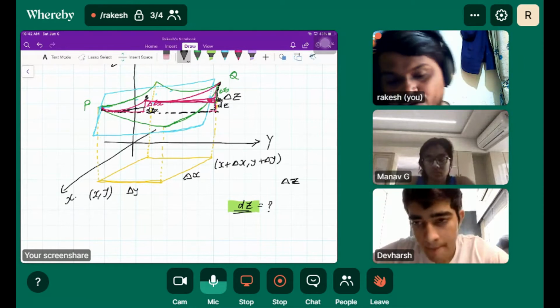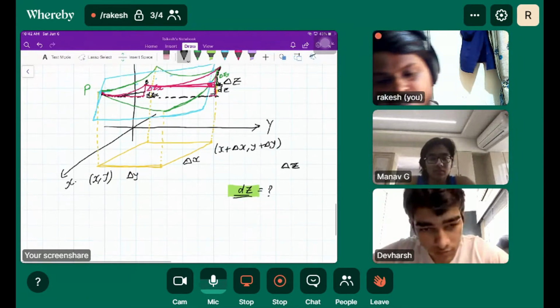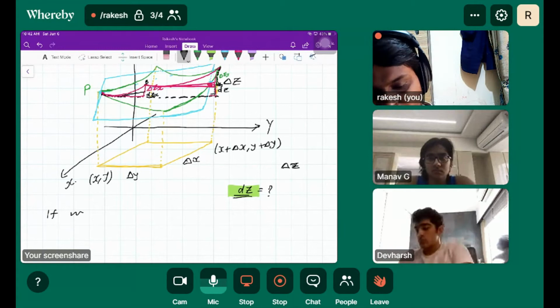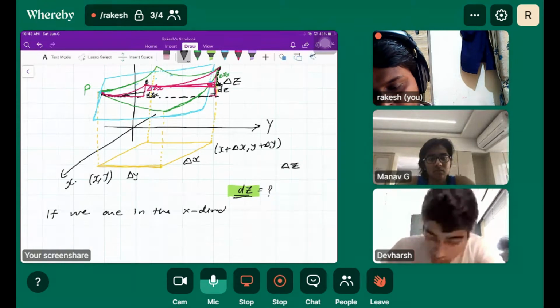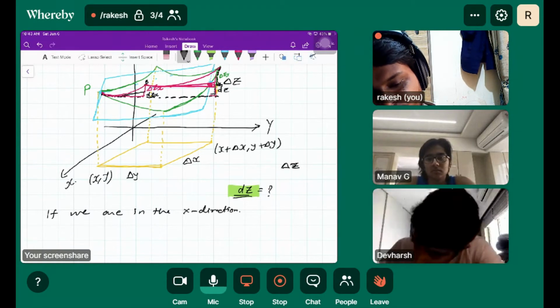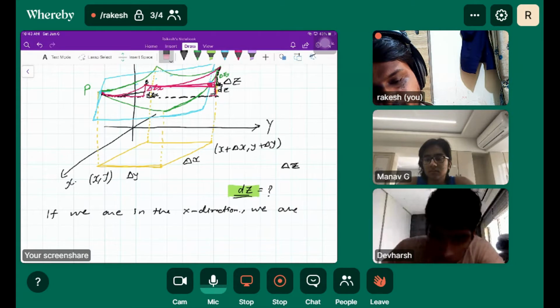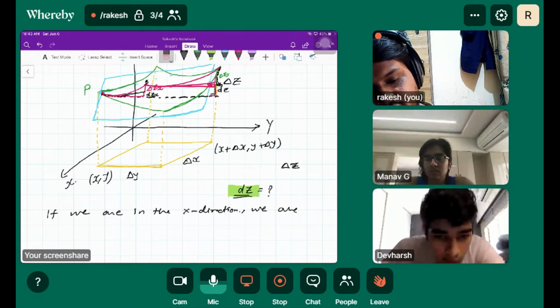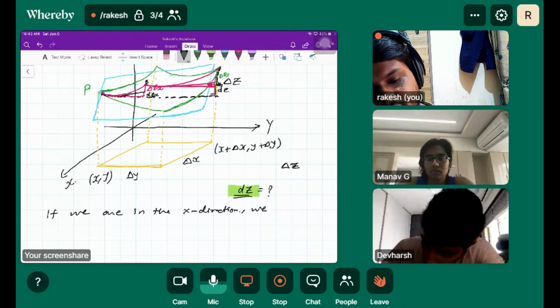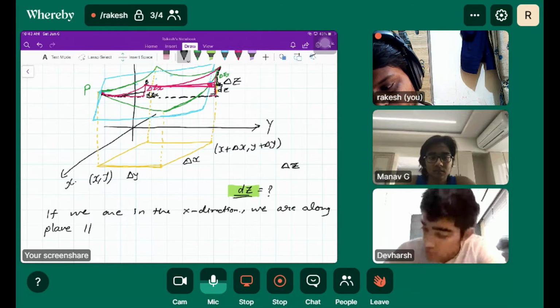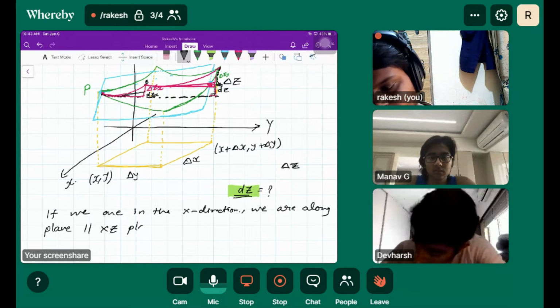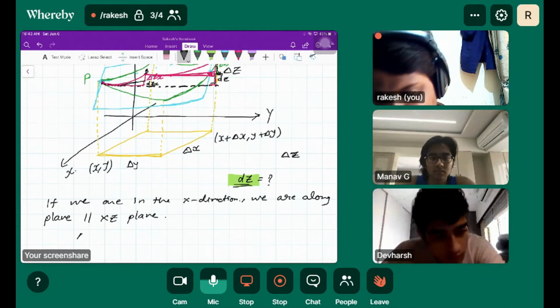Right now, first make some note here. If we are in the x direction, we are along a plane parallel to the xz plane. So what would be delta zx?